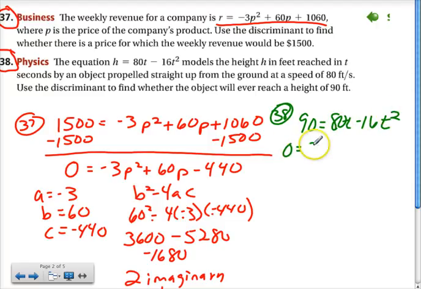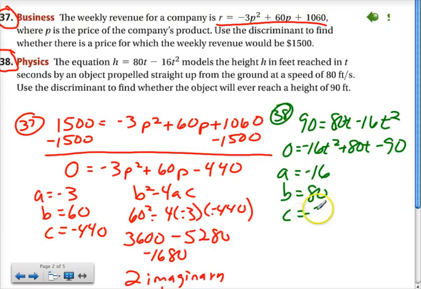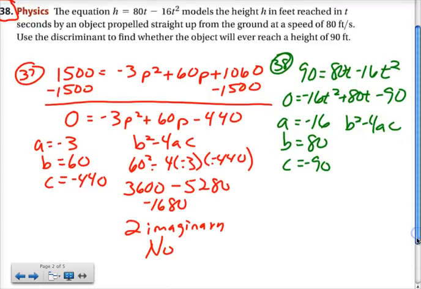And we're going to move everything over. And actually, I'm going to put them in the right order while I'm doing that too, because your squared term needs to come first. And we subtract the 90. So our A value is negative 16, our B value is 80, and our C value is negative 90. And we need B squared minus 4AC. So we will get 80 squared minus 4 times negative 16 times negative 90.